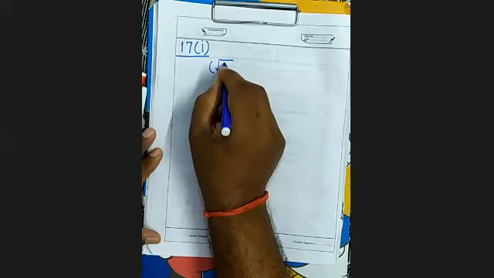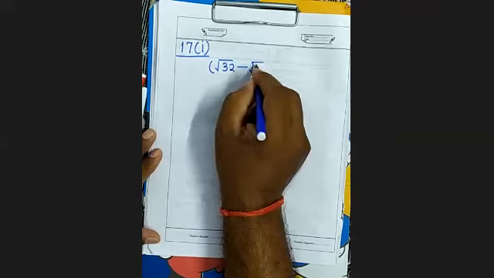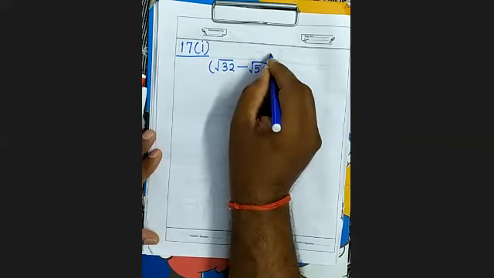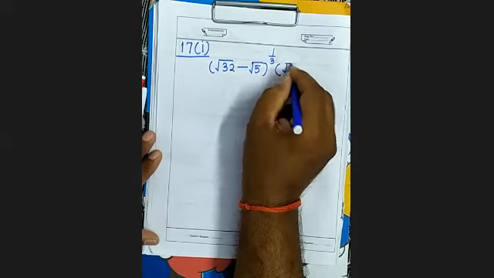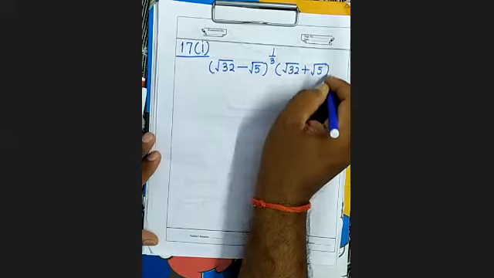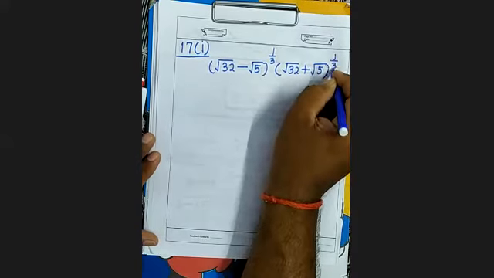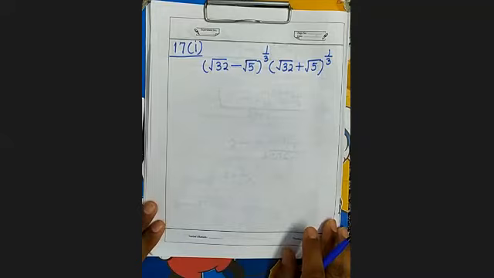Here it is, power 1 by 3. You can see here the powers are the same, but the bases are different.